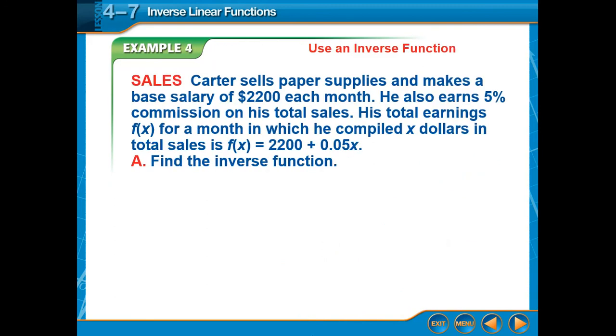So we wanted to do this with a word problem and just kind of make sense out of it, as when you would use this. Carter sells paper supplies and makes a base salary of $2,200 each month. He also earns 5% commission on his total sales. His total earnings, f of x, for the month in which he compiled x dollars in total sales is this.